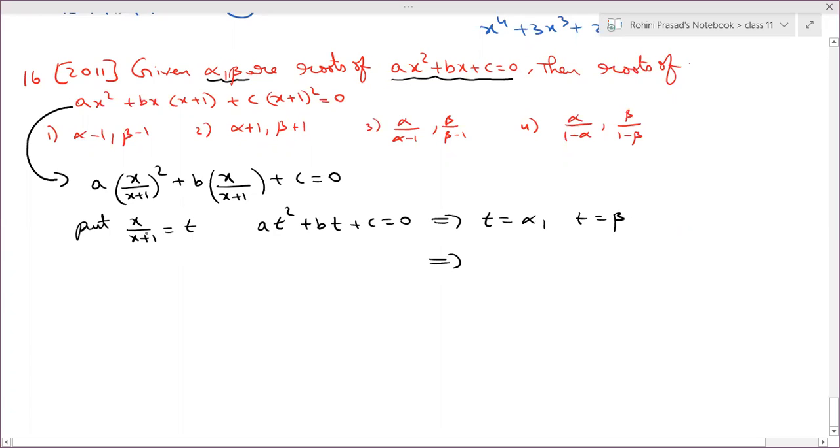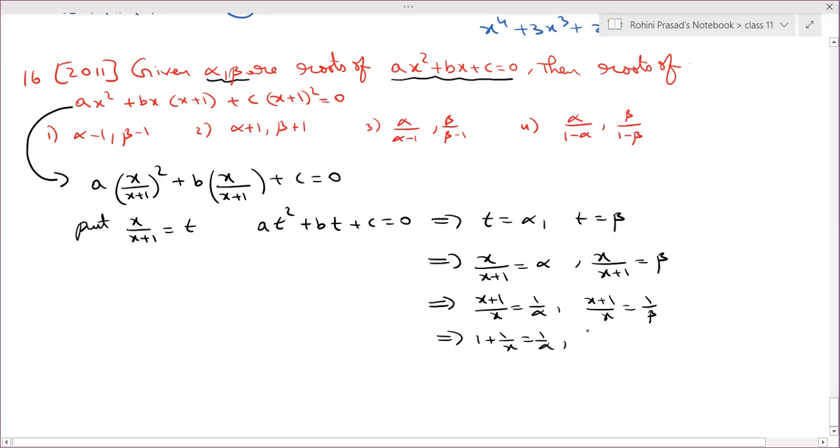But what is t? t is nothing but x by x plus 1 equal to alpha and x by x plus 1 equal to beta. But we call the x value that satisfies this equation as the root of this equation, not the x by x plus 1 value. So from this, we need to try to get x as the subject. To get x as the subject, you take the reciprocal of it: x plus 1 by x equal to 1 by alpha, x plus 1 by x equal to 1 by beta. And you separate it. So 1 plus 1 by x equal to 1 by alpha, 1 plus 1 by x equal to 1 by beta.